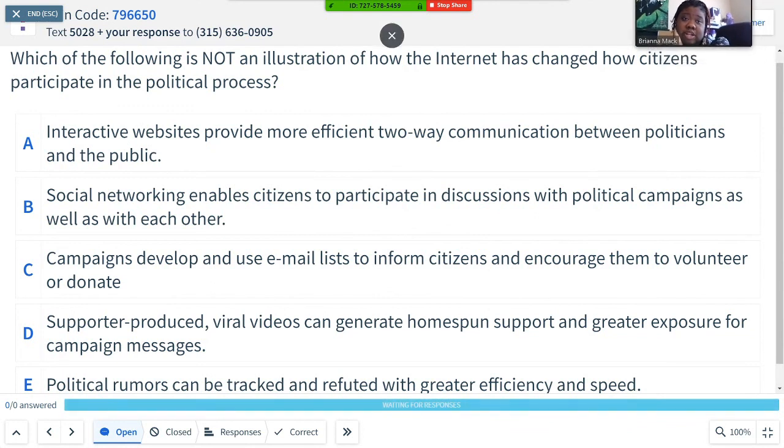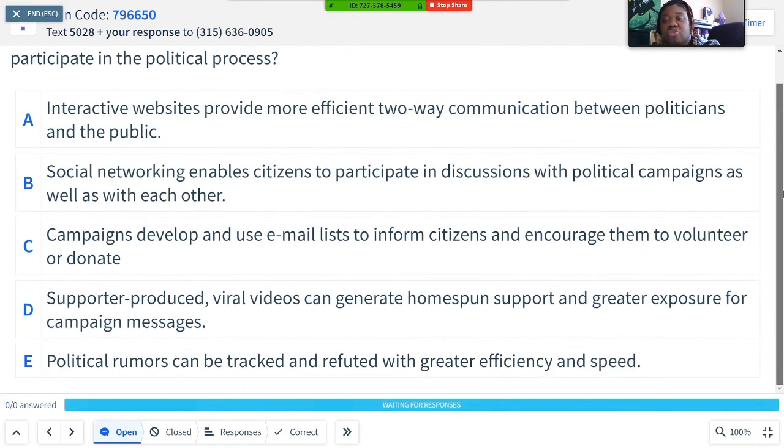And so let's see. I want to make sure that everybody has a chance to read it. Which of the following is not an illustration of how the internet has changed how citizens participate in the political process? Interactive websites are more efficient two-way communication between politicians and the public. Social networking enables citizens to participate in discussions with political campaigns as well as with each other. Campaigns develop and use email lists to inform citizens and encourage them to volunteer or donate. Supporter-produced viral videos can help generate homespun support and greater exposure for campaign messages, or political rumors can be tracked and refuted with greater efficiency and speed.